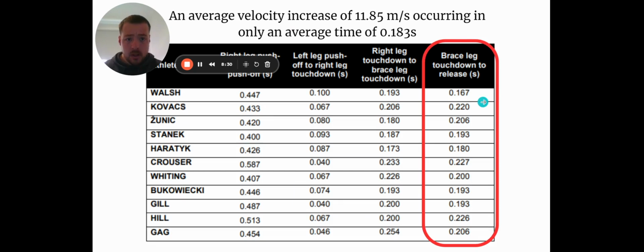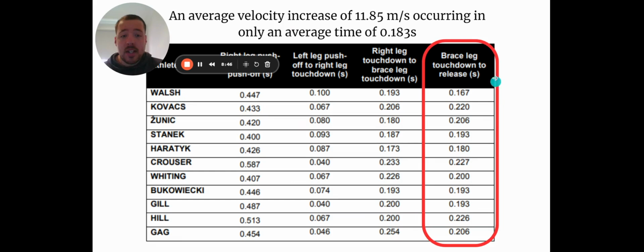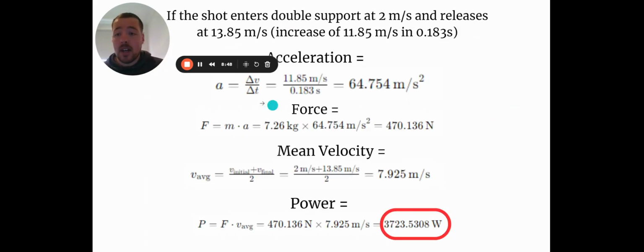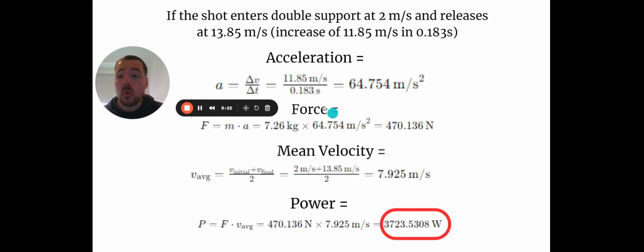Now the phase duration from your left leg touching down, entering double support, to shot exiting the hand, again, varies a little bit, but we're looking at around 200 milliseconds and below. So an increase of 818% in only 200 milliseconds, which is phenomenal. That's an extreme amount of power. How much power? Well, let's find out.